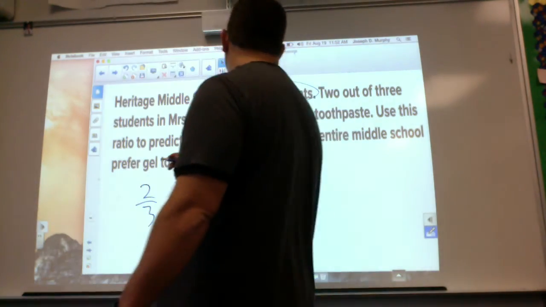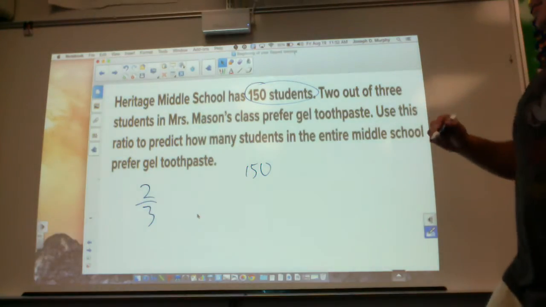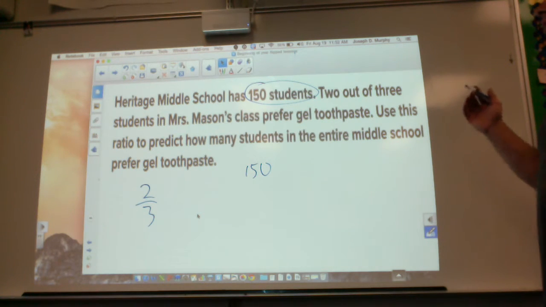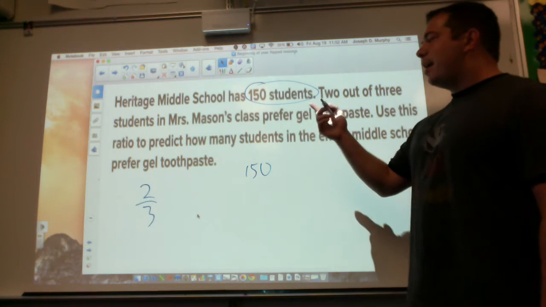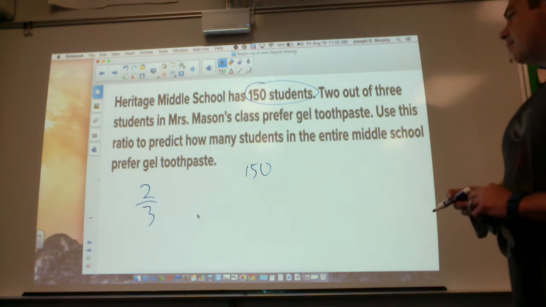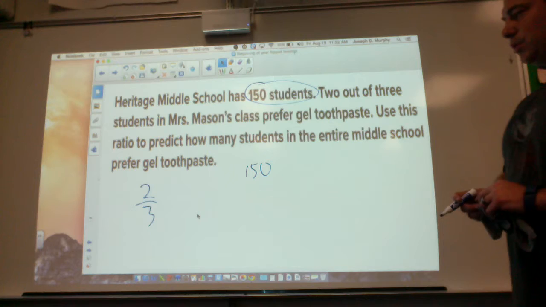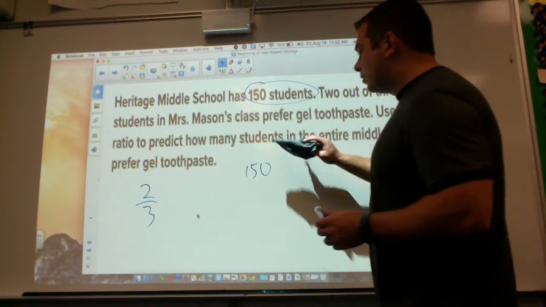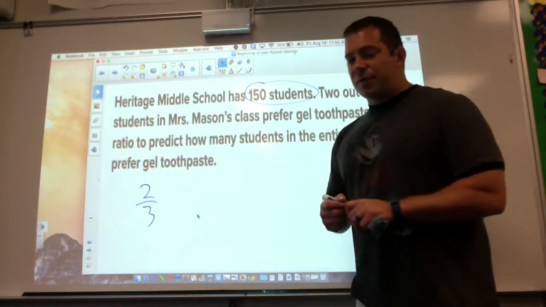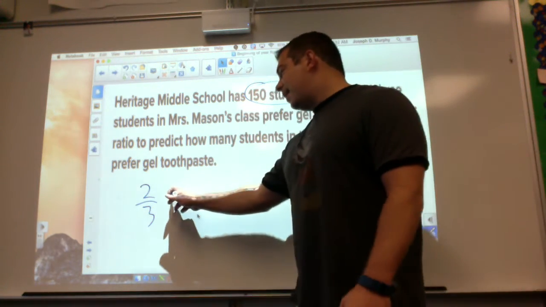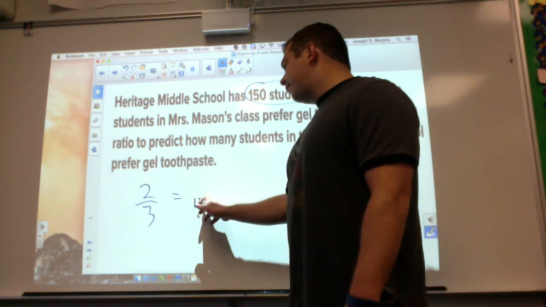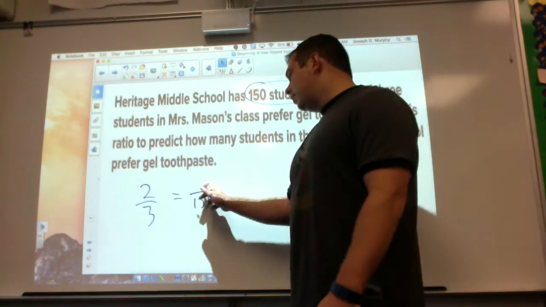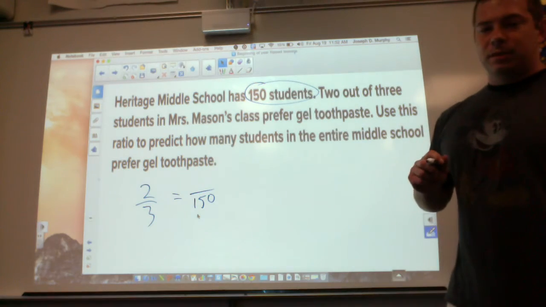2 out of 3 students in Mrs. Mason's class preferred gel toothpaste. Use this ratio to predict how many students in the entire middle school prefer gel toothpaste. Okay, 2 out of every 3. 2 out of 3 like gel toothpaste, and there is 150 students total. That's going to be my denominator.